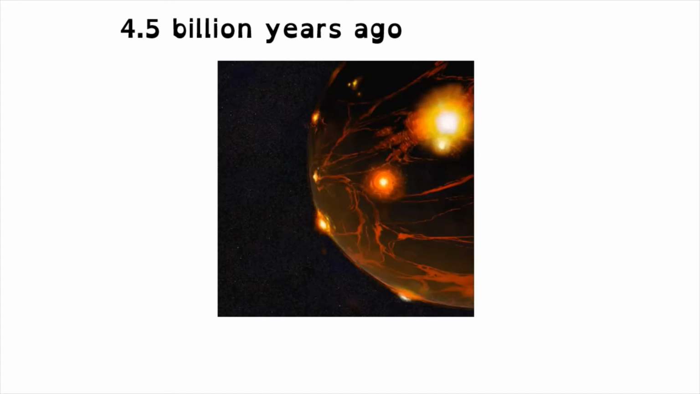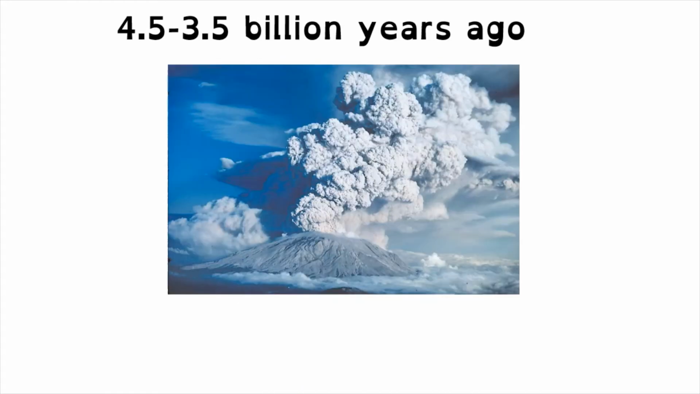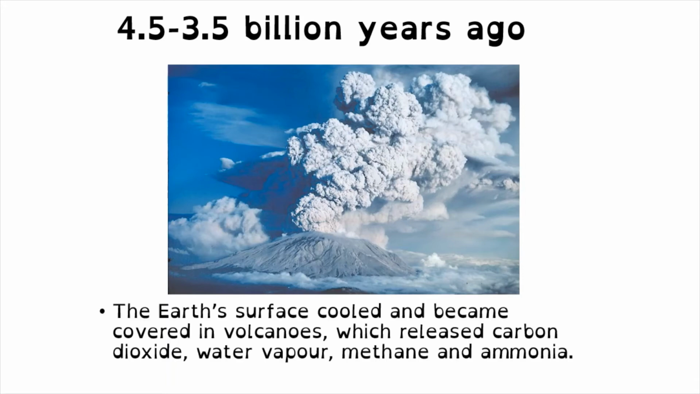So we start off 4.5 billion years ago. Now this is around about the time that the Earth formed, and if you look at the picture here, we can see that the Earth was just a molten ball of rock. Now magma is what we call molten rock, and this molten rock and minerals, it was just a fiery ball of molten rock. That's all it was. And gradually over 1 billion years, which is a very long period of time, the Earth's surface cooled and the crust started to form, and it was no longer molten on the outside, it was a very thin layer of solid rock.